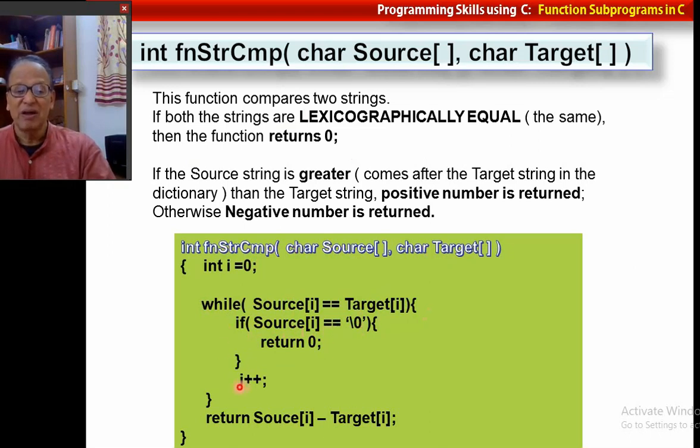And as you see here, every time I'm incrementing. If they are not equal, you return source[i] minus target[i]. That means it will come to a particular alphabet. If it is A and T, it is going to return a negative number. If it is T and B, it is going to return a positive number, depending on the strings we have. So that is how you are supposed to do it.